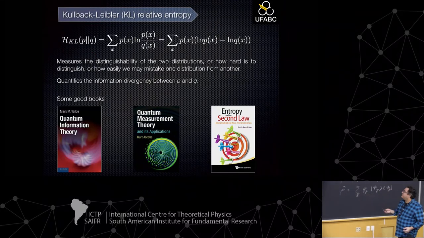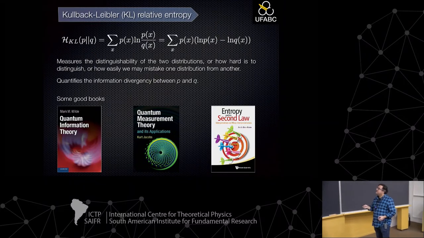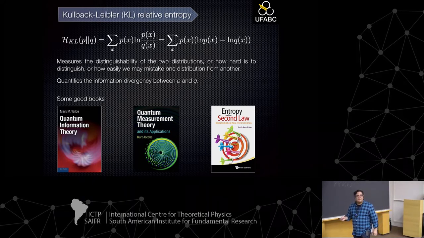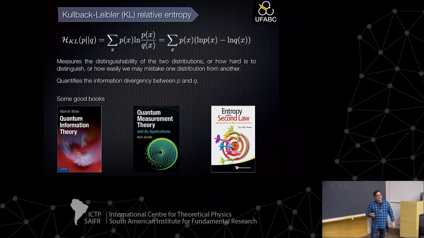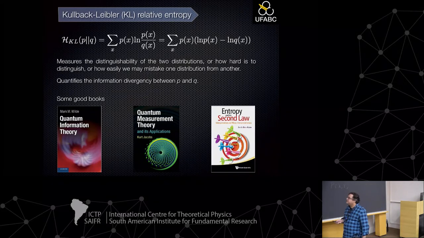Here I recommend a few books about this. So there is this very nice book about quantum information theory. It's almost 1,000 pages just about information theory. This is a nice book about measurement theory in quantum mechanics, and there are also some bits of information here. And this book is really nice about interpretations of the second law and entropy in thermodynamics. And in this book, there is a lot of discussion about information theory as well.